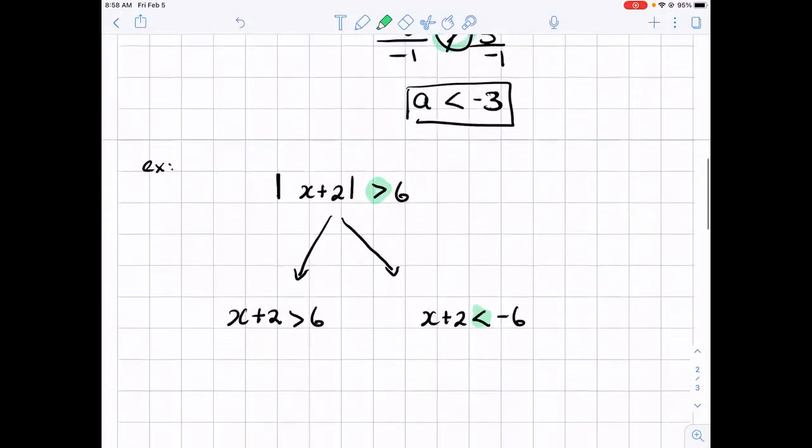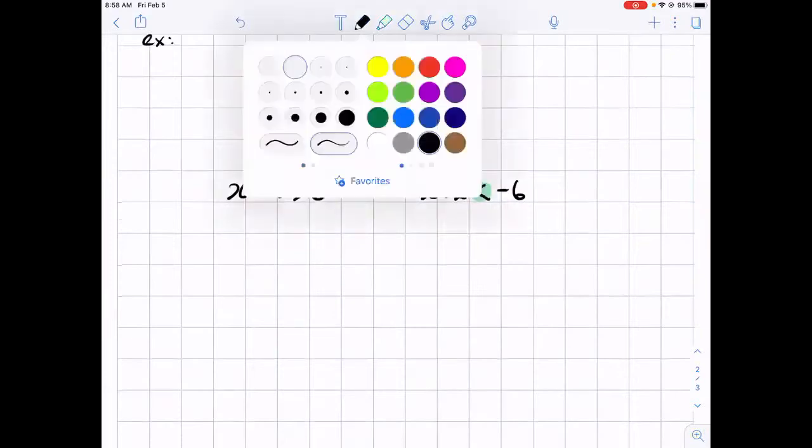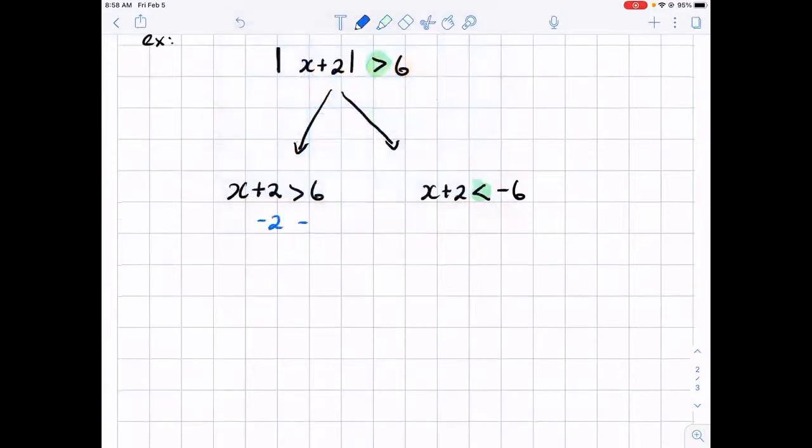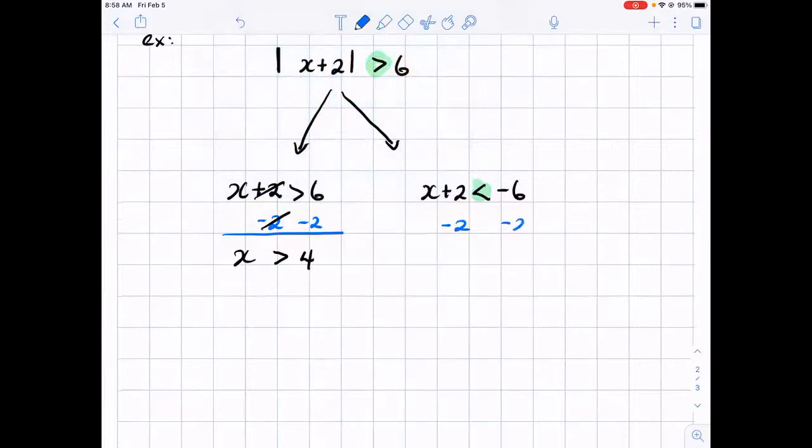In addition, you will see when you solve this that the graphical solution also plays a major role. If we solve this now, we have minus 2 on both sides. Hence we have x, the plus 2 and the minus 2 cancel, is greater than 4. And on the other side, if we minus 2, we have x, the plus 2 and the minus 2 cancel, less than minus 8.